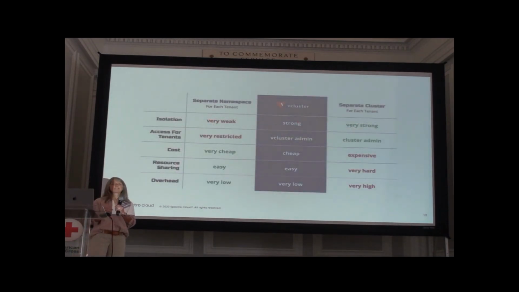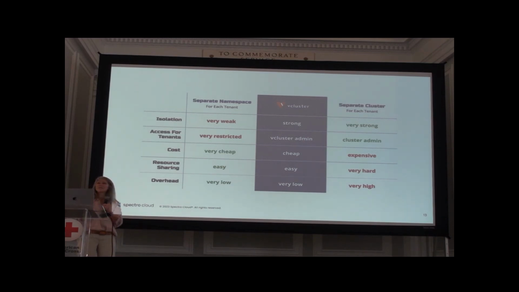Now, and in fact, here it is. Here's the slide. This slide comes from the vCluster GitHub repository. And what you can see there is that they don't claim to have very strong isolation like separate clusters do, but it's far stronger than the weak isolation that you get out of the box with namespaces.